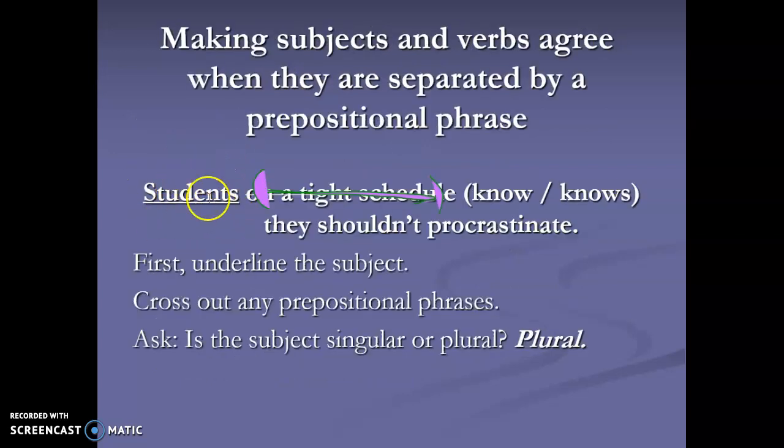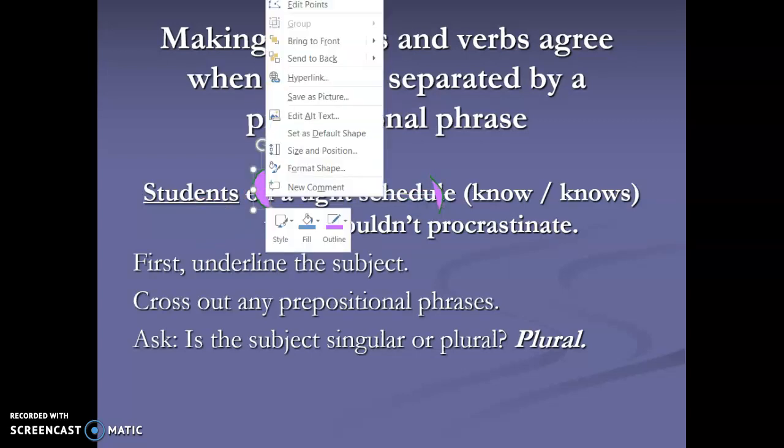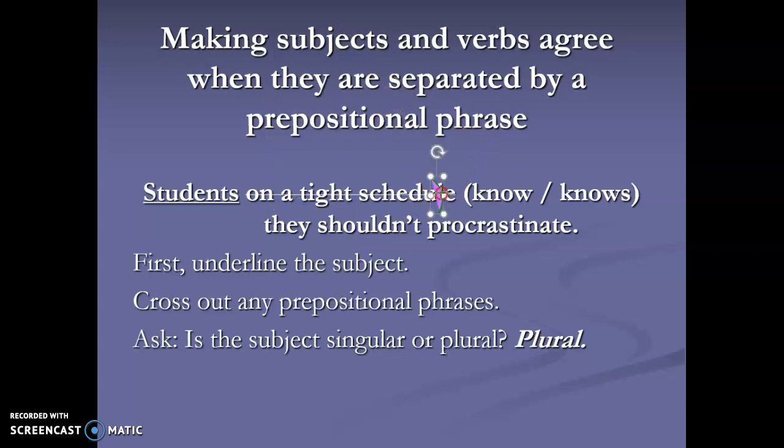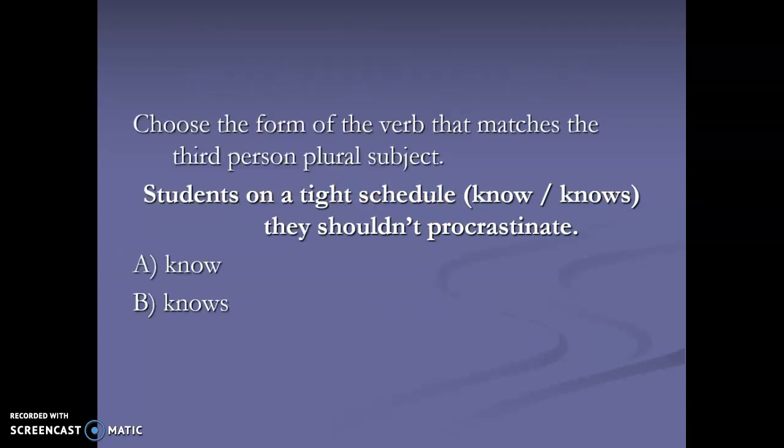Okay. So you want to make sure, like this one, let me delete it here. On a tight schedule is a prep phrase. Okay. So students is the subject. Students is plural, it ends in an S. So we have to pick students know. If you thought schedule was the subject, schedule singular, you wouldn't say students on a tight schedule knows. It's students know. So by identifying those prepositional phrases, it helps you pick the correct subject of the sentence.